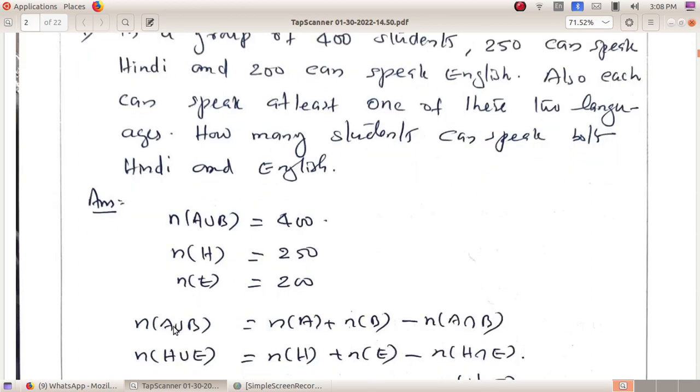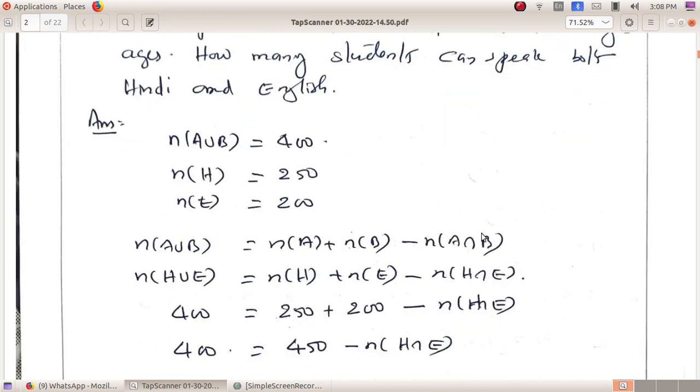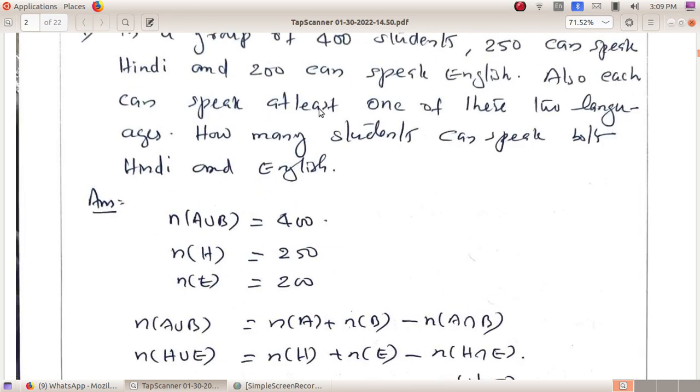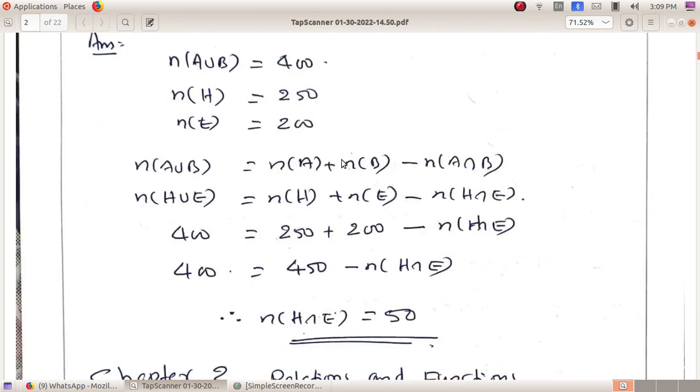We have the formula n of A union B is equal to n of A plus n of B minus n of A intersection B. Or instead of A and B, we are using H and E. n of H union E, that is 400, is equal to n of Hindi 250 plus n of English 200 minus n of H intersection E. It is to be found out. This is unknown for us. Also, each can speak at least one of these languages. How many students can speak both Hindi and English? So, the number of students who can speak both Hindi and English means n of H intersection E. So 400 is equal to 450 minus dash. So this is what? 50. Because 450 minus 50 is equal to 400. Therefore, n of H intersection E means what?